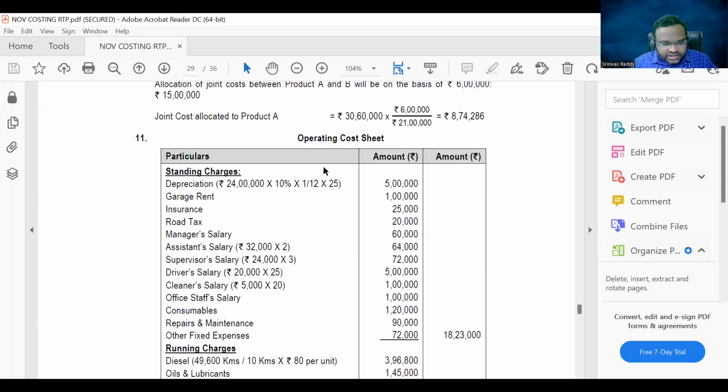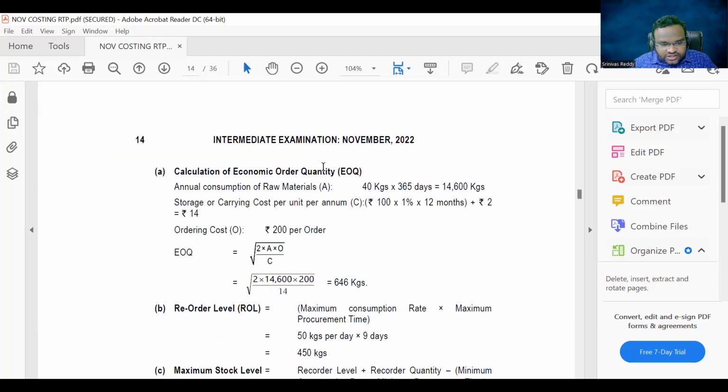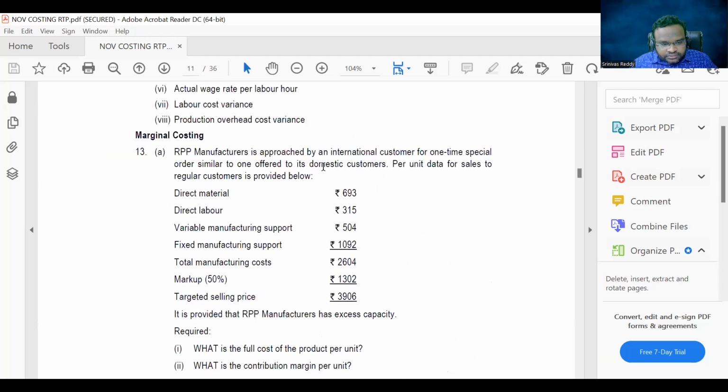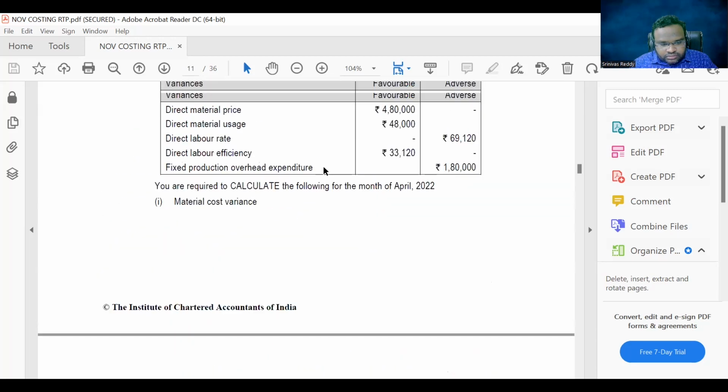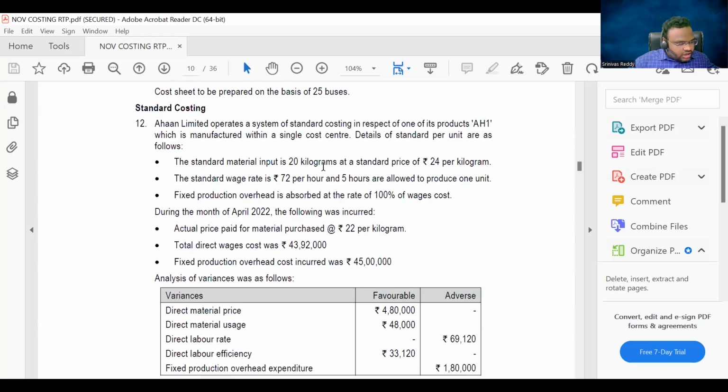Okay, right. Let us go to question number 2, our favorite chapter from standard costing. Ahan Limited manufactures a system of standard costing in respect of one of its products, AH1, which is manufactured with a single cost center. Details of standard per unit are as follows.